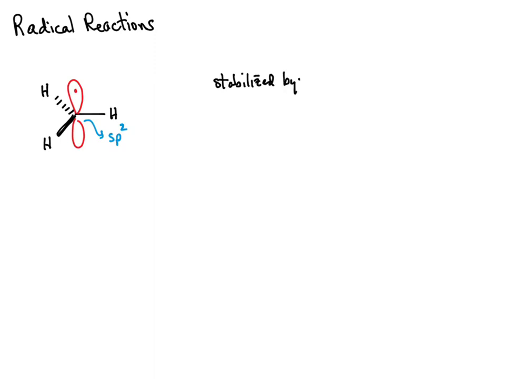And so let's say we have a radical that looks like this. We have a hydrogen here, and our unpaired electron is sitting perpendicular to this plane here. But let's say we have a methyl group on the right-hand side instead of just a hydrogen atom. And we know that in carbocations, sigma donation can occur. Well, the same thing can happen in radical species.